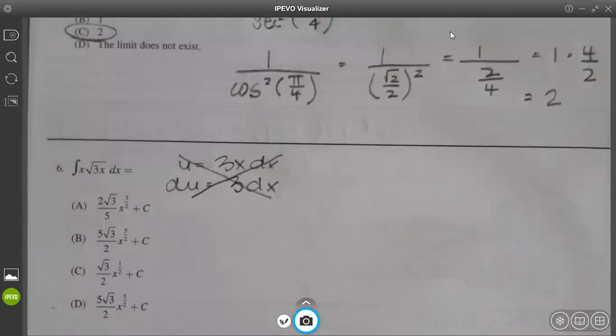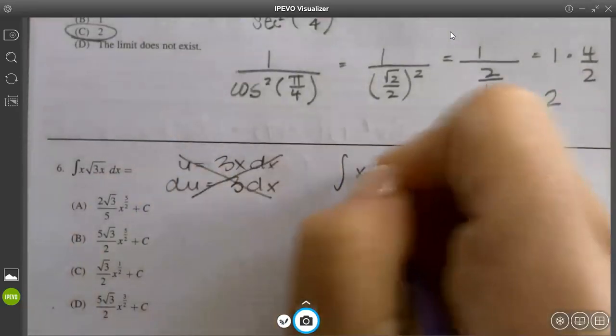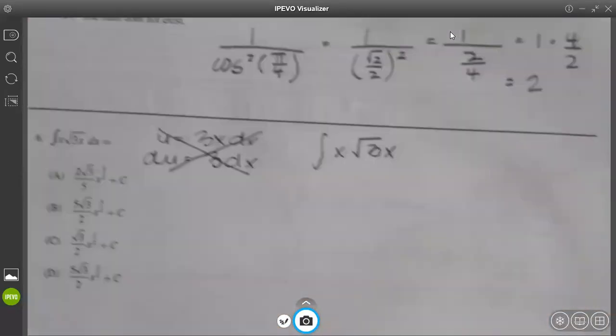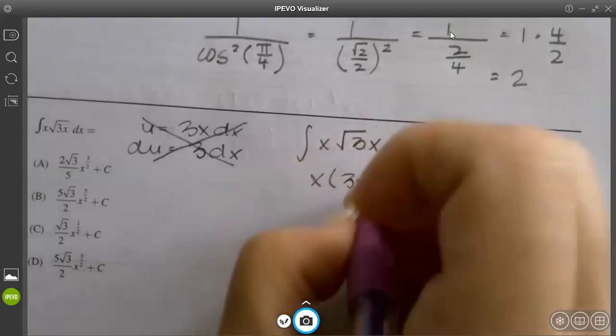And then I was like, oh my God, what do I do now? And then I remember that I can multiply them together. Okay. So we take the integration of x square root 3x. We're going to multiply it by 3x to the 1/2.